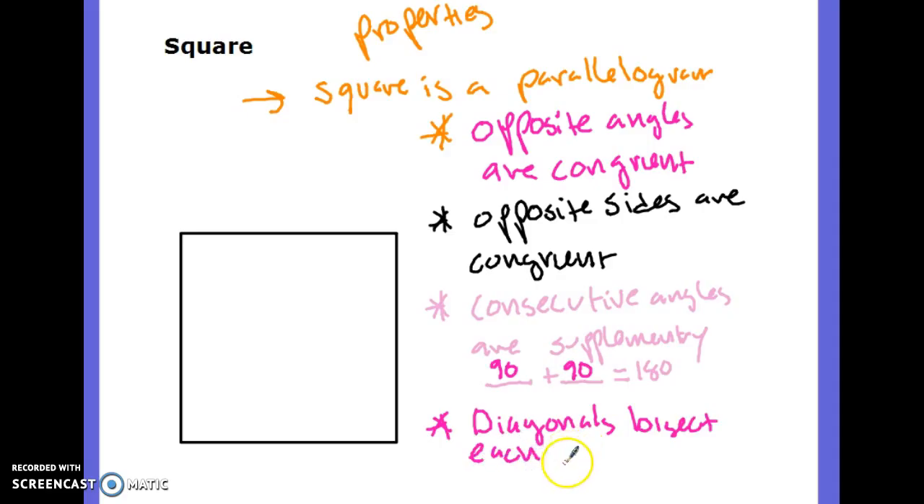The diagonals bisect each other. Consecutive angles are supplementary. The diagonals bisect each other.